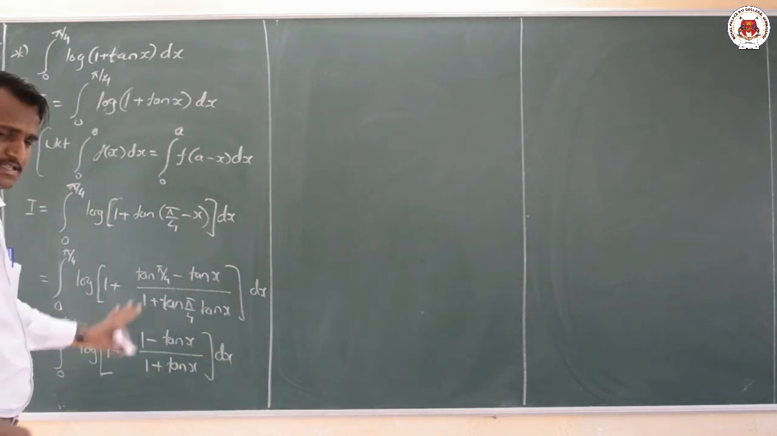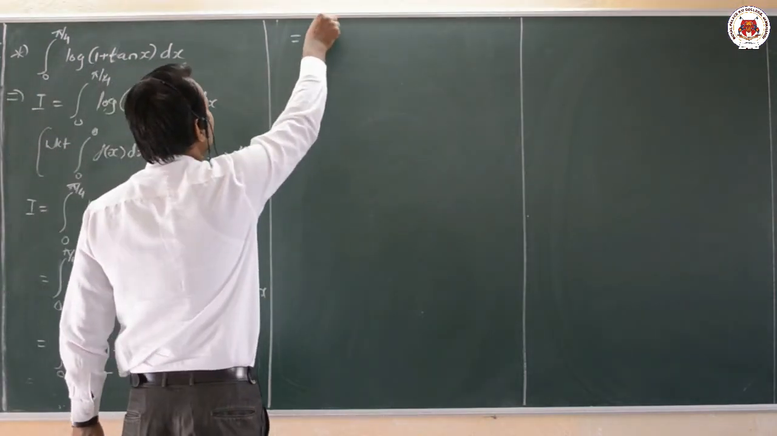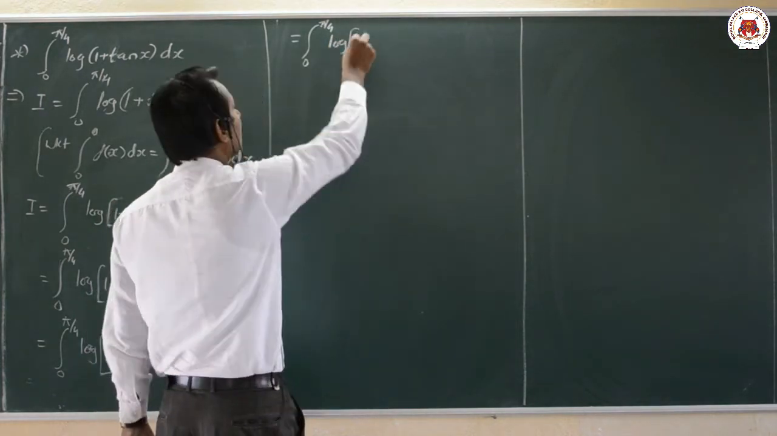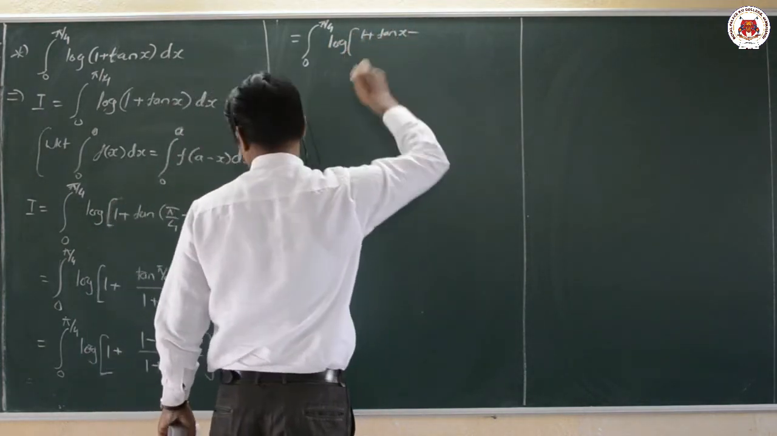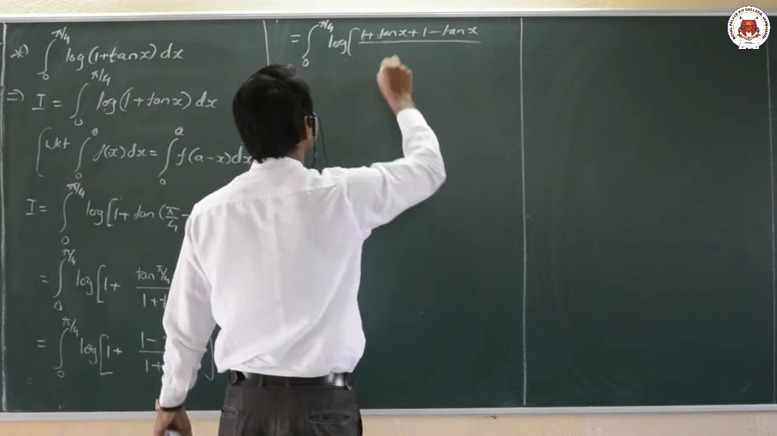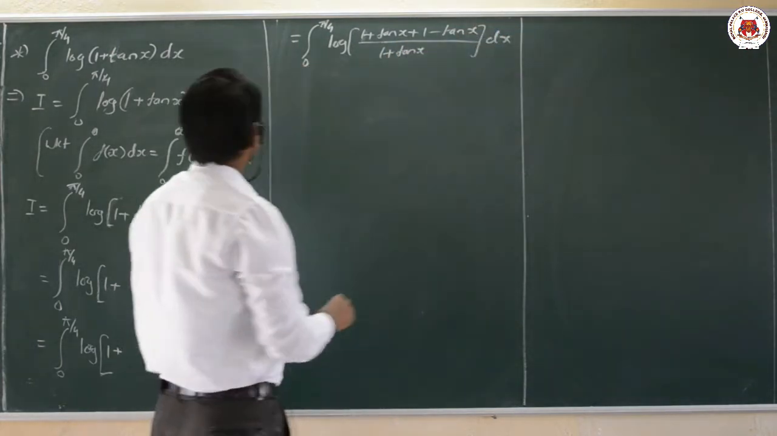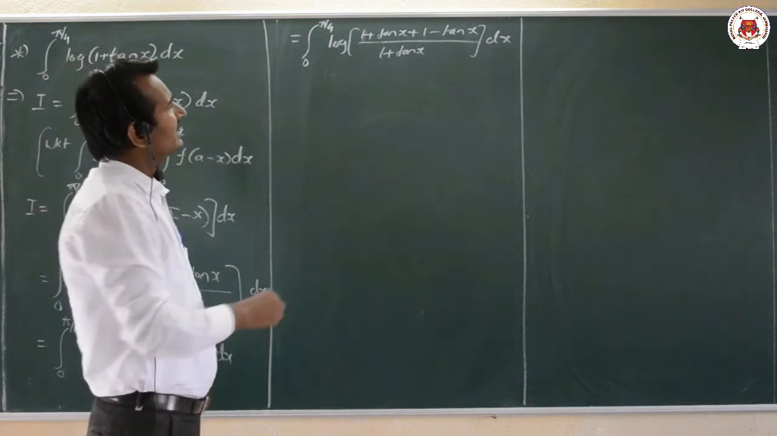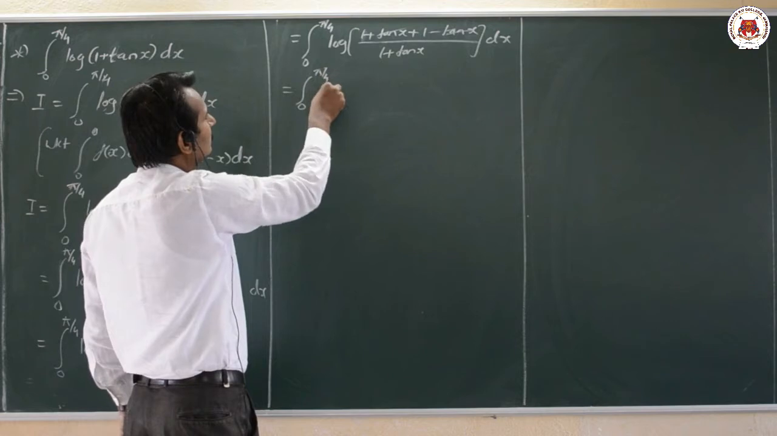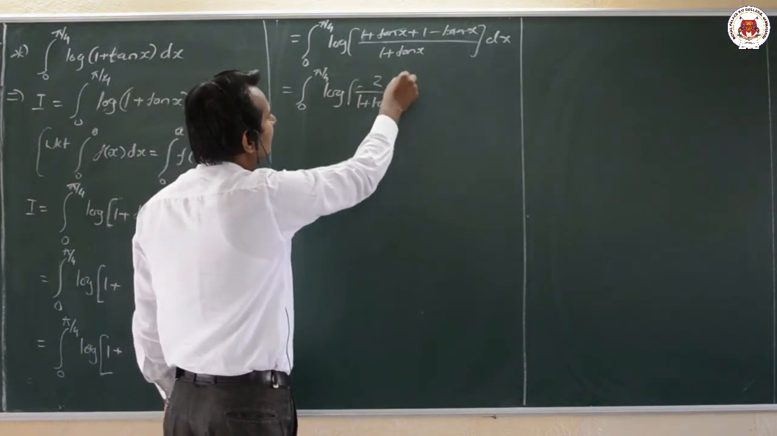Now here you can take the LCM, that is 1 plus tan x plus this value, which is equal to the integral from 0 to pi by 4 of log of 1 plus tan x plus 1 minus tan x, whole divided by 1 plus tan x, into dx. Now here we can observe that tan x gets eliminated, 1 plus 1 the value will be 2. That is 0 to pi by 4, what we get here, log of 2 divided by 1 plus tan x into dx.